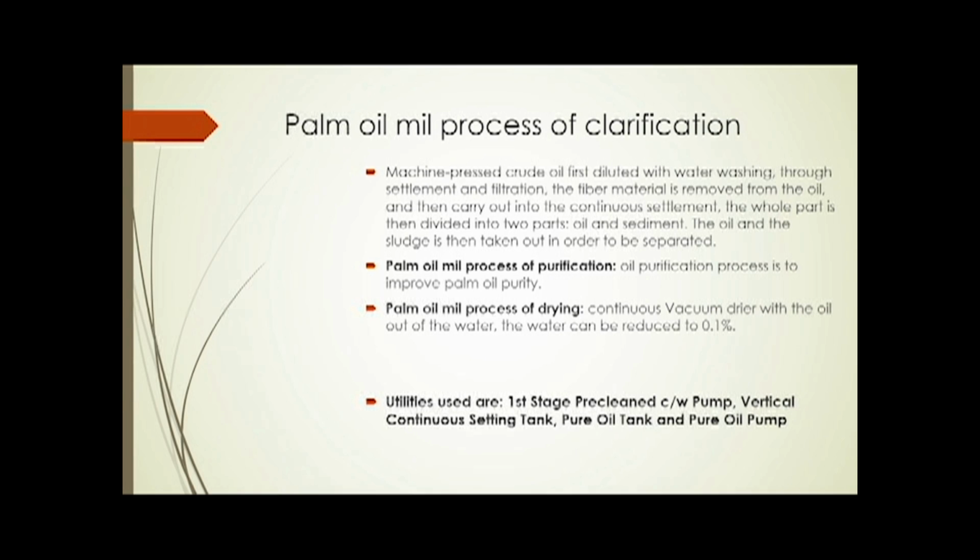Palm oil mill process of purification. The oil purification process is to improve the palm oil purity. Palm oil mill process of drying. A continuous vacuum dryer removes water from the oil. The water can be reduced to 0.1%. Utilities used are first stage pre-clean CW pump, vertical continuous setting tank, pure oil tank, and pure oil pump.